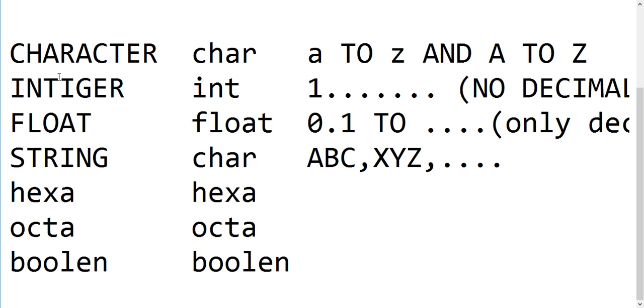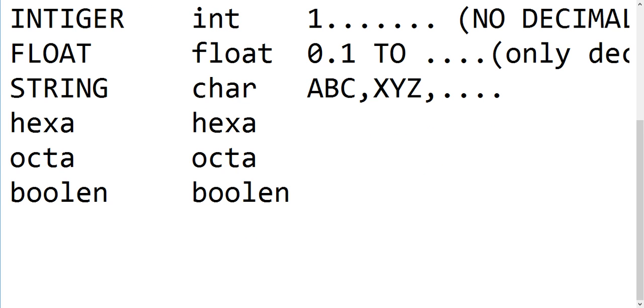Hexa is simply a multiplication of things. Octa and boolean are the same kind of thing. So now let's go through the ranges of these things.